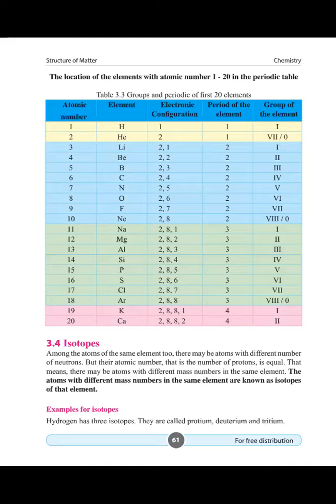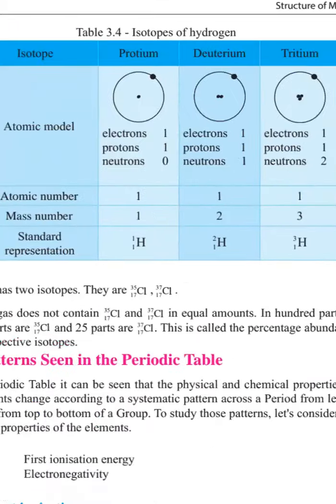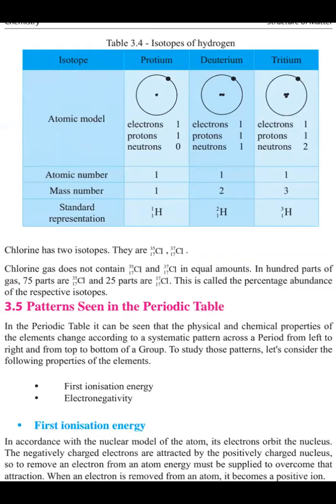Now, for example, isotopes of hydrogen. There are 3 isotopes: protium, deuterium, and tritium. Here you can see clearly these 3 isotopes of hydrogen. Now their atomic models are given: protium, deuterium, and tritium.